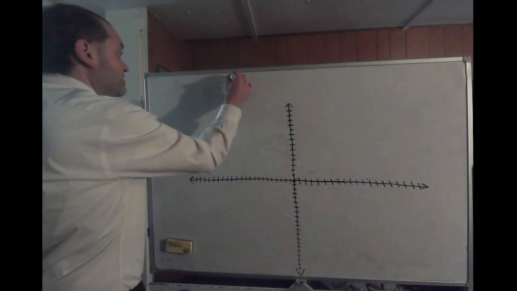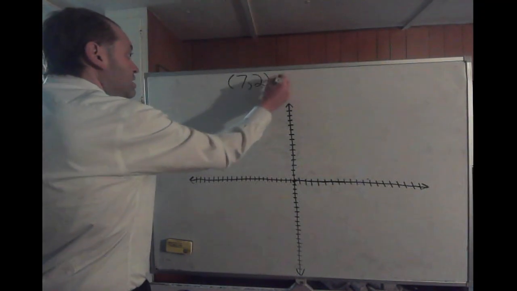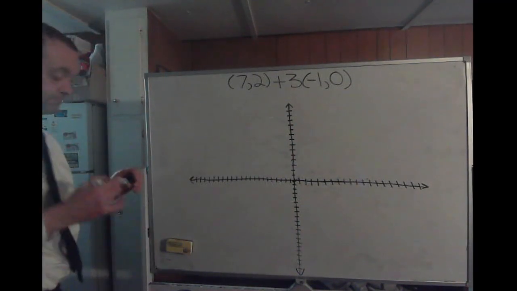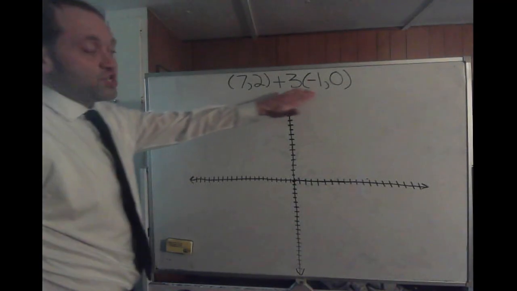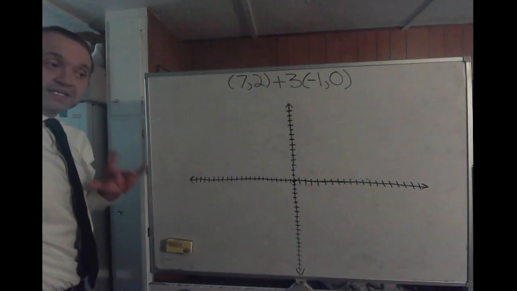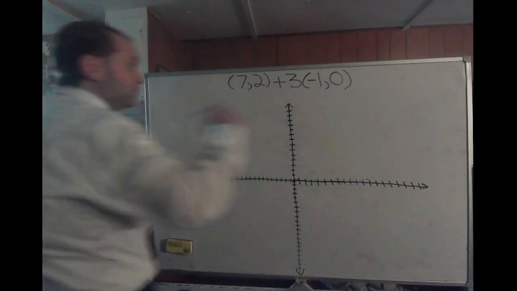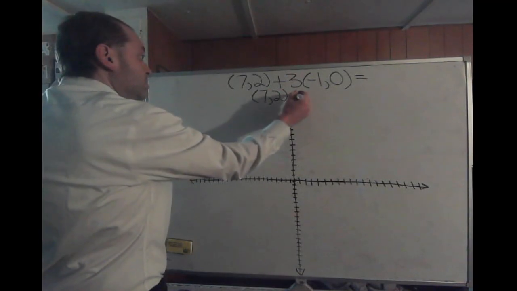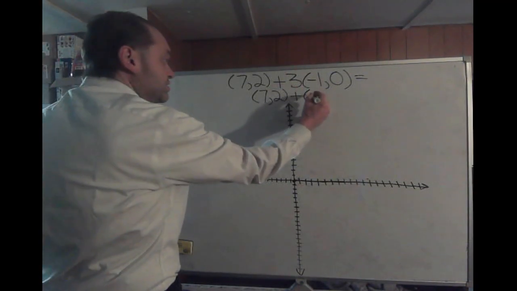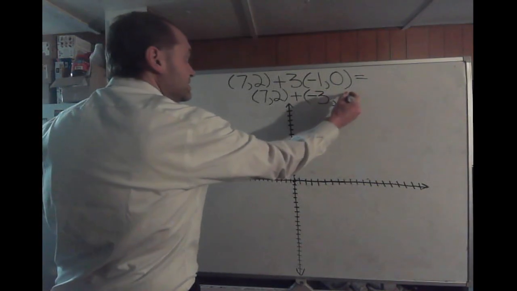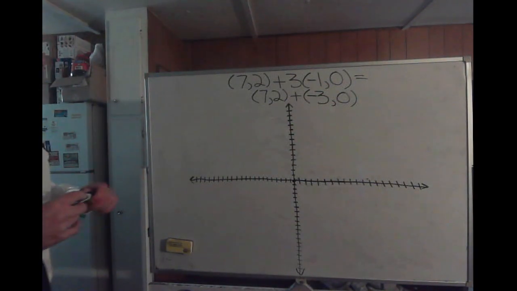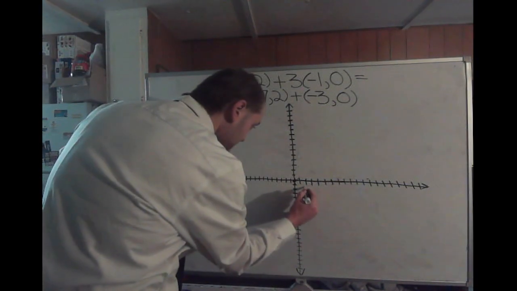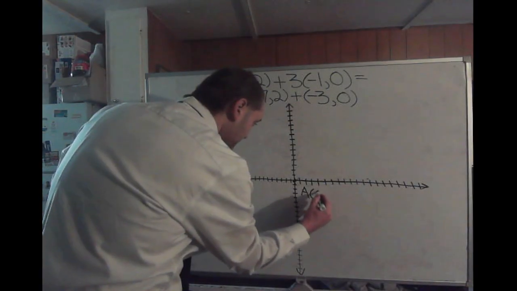Okay, let's say I have the vectors 7, 2 plus 3 times the vector of negative 1, 0. So I have another addition of vectors with a scalar multiple. Well, as I said, always take care of your scalar multiple first. So this would actually turn into 7, 2 plus, then if you distribute that 3, that turns into negative 3, 0 for your other vector. Alright, we'll deal with adding them in a second, but point A, again, is at 0, 0. That's a given. That's your starting point.